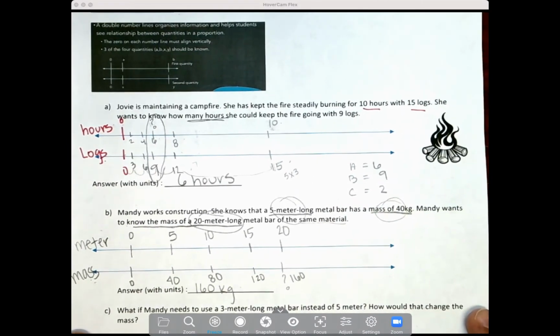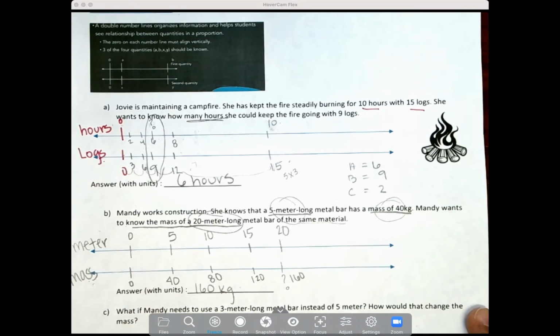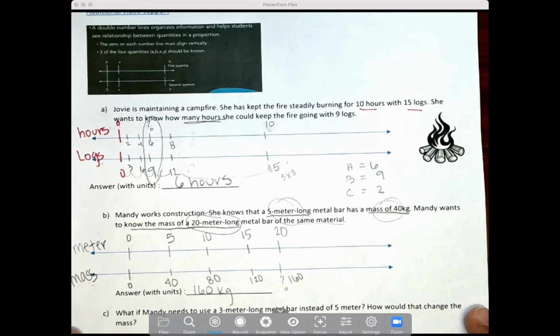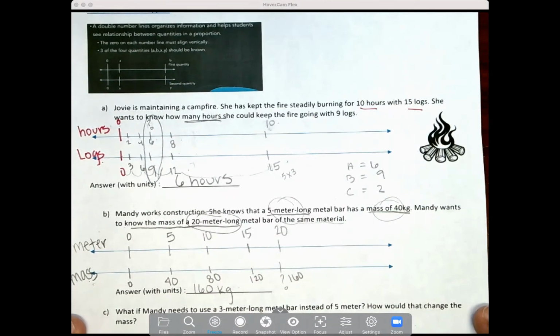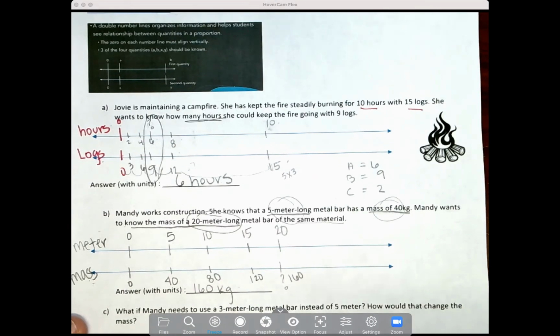I would suggest that you pause this. I can't pause me. And try to see. It says, what if Mandy needs to use a 3-meter long metal bar instead of 5 meters? How would that change the mass? So again, I would pause it and try this before you move on.